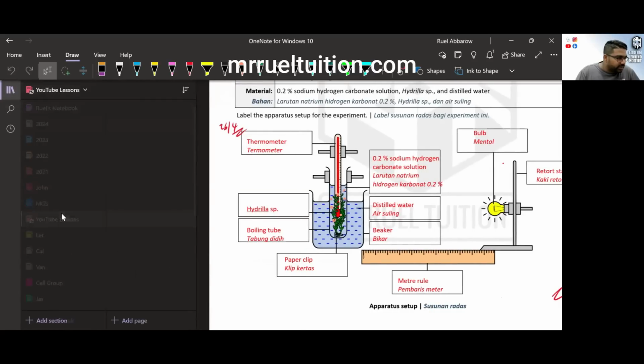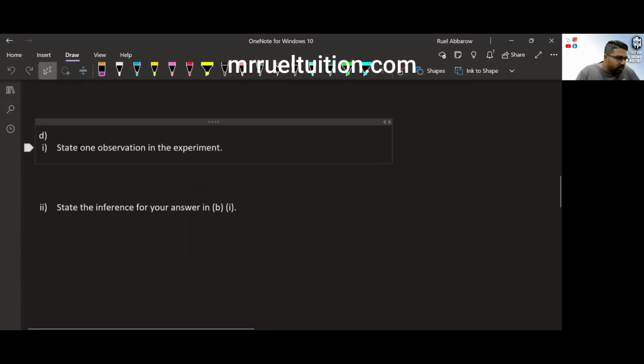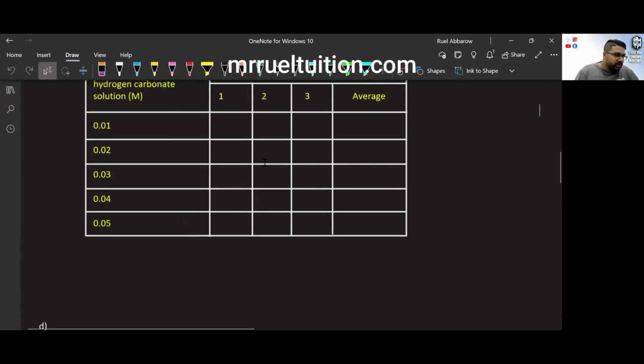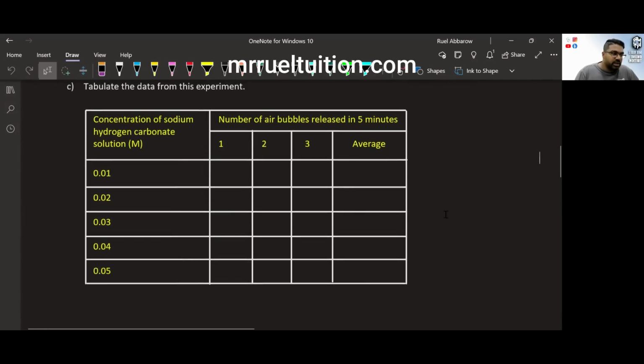So observation, the question specifically is: state one observation from the experiment. This is very common in bio. You look at this data, and they just randomly ask you to state an observation. They didn't ask for any specific manipulated variable. So you choose one of the manipulated variables and state it. Usually we go for the extreme values, the highest value or the lowest value. Choose the highest or lowest value to state as an observation.